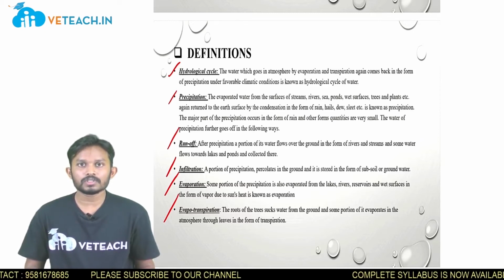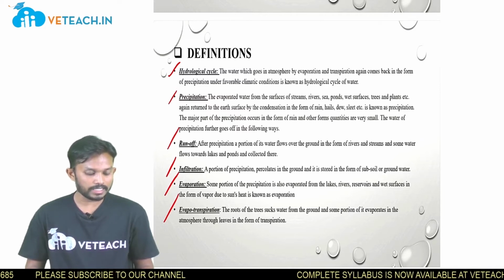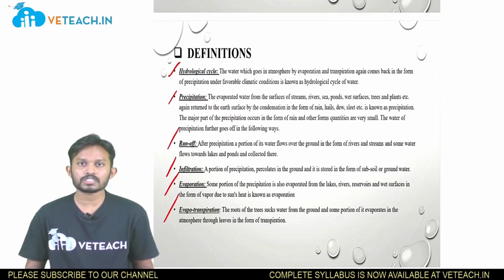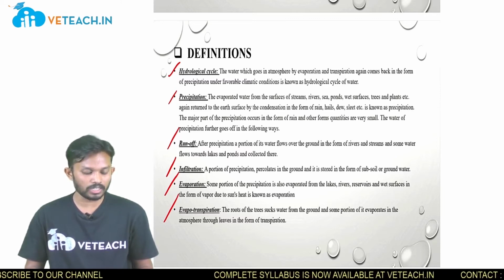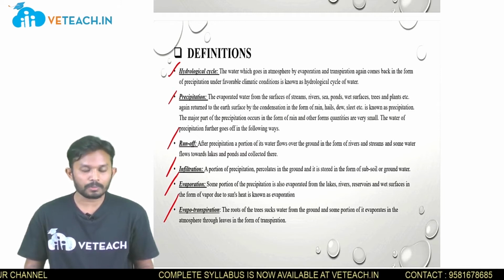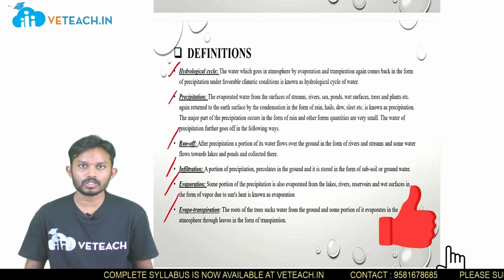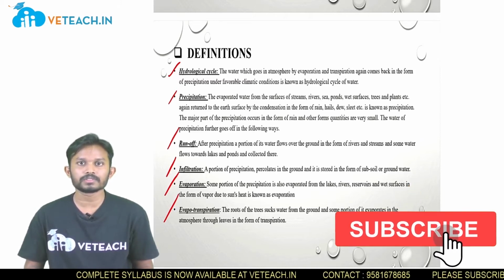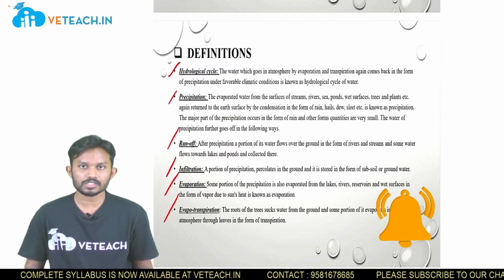The runoff water will flow over the surface or percolate into the ground. Next is infiltration. Some of the runoff water will try to percolate through the surface soil, known as permeability, and this is also known as infiltration. Evaporation: some portion of the precipitation is evaporated through lakes, ponds, or whatever sources are available on the ground surface. This process is known as evaporation.